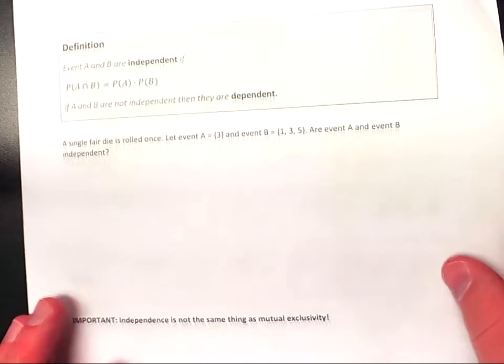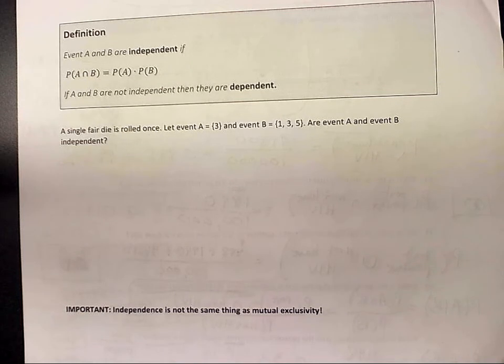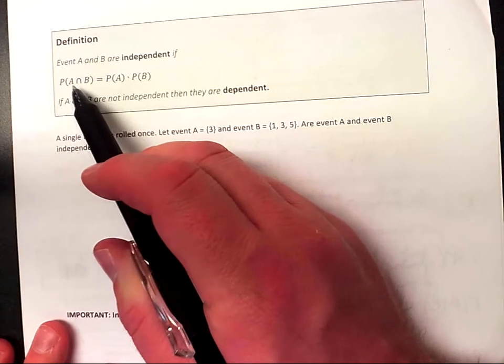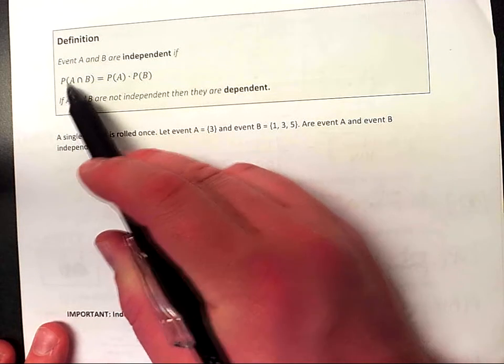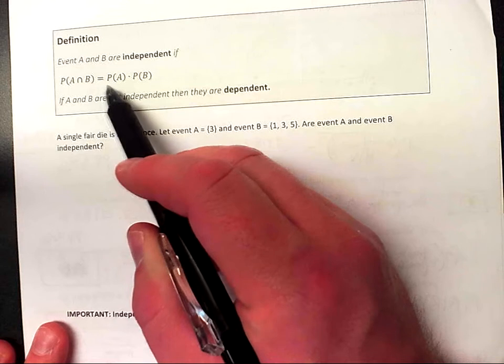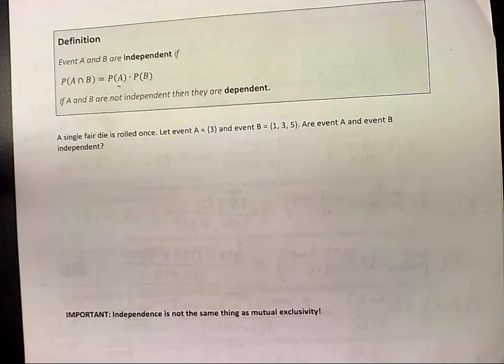Let's go on to the last page. And that is for independent events. So I believe that the formula for independent events is included on your formula sheet. Here it says that if events A and B are independent, then the probability of A intersection B, or what they have in common, is equal to the probability of A times the probability of B.